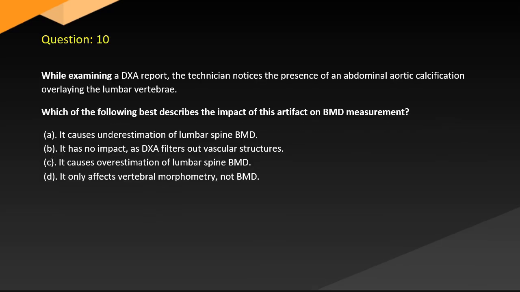Question 10. While examining a DXA report, the technician notices the presence of an abdominal aortic calcification overlaying the lumbar vertebrae. Which of the following best describes the impact of this artifact on BMD measurement? A. It causes underestimation of lumbar spine BMD. B. It has no impact as DXA filters out vascular structures. C. It causes overestimation of lumbar spine BMD. D. It only affects vertebral morphometry, not BMD.